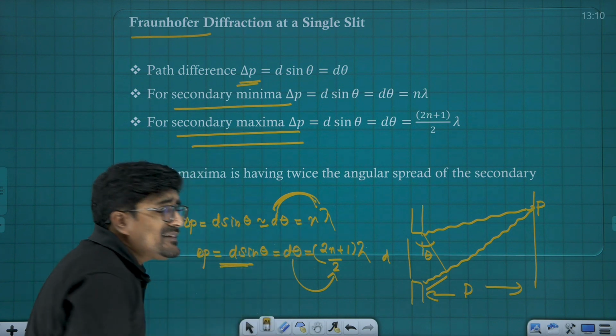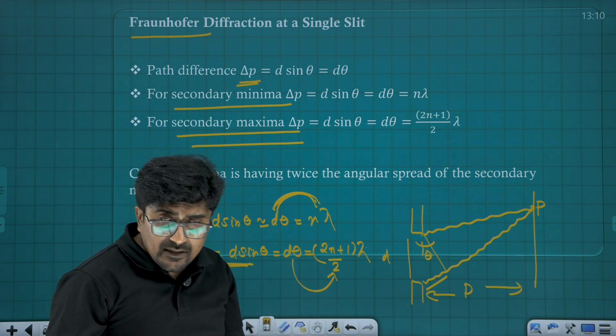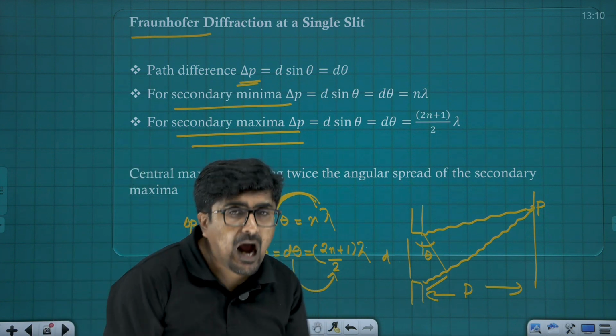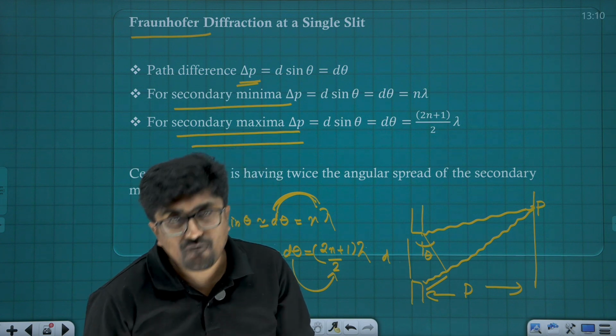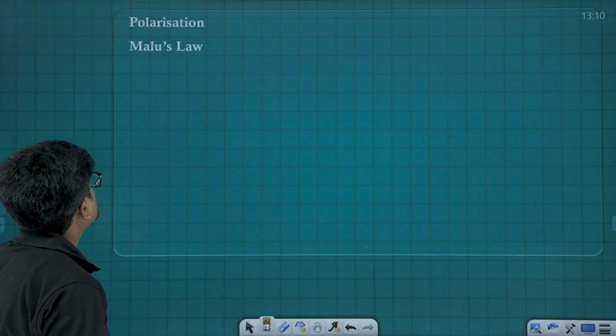And regarding the angular spread of central maxima and the secondary maxima, the thing is secondary maxima is having half the angular spread of central maxima. That is also a very important relation that you must understand.